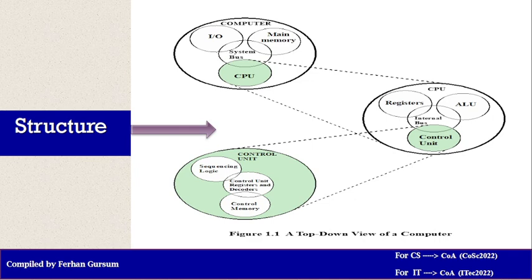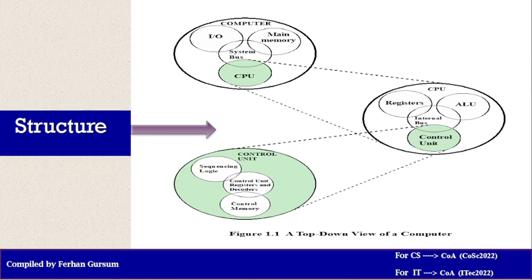When we come to the CPU and see the CPU only, the registers and the ALU, or arithmetic logical unit, are connected by what? The internal bus. The arithmetic logical unit and the control unit are also connected with the internal bus. There is a movement between them. Registers and the control unit are also connected by the internal bus. Under the control unit, what do we have? Sequencing logic, control unit registers and decoders, and control memory are also there. This is a top-down view of a computer.